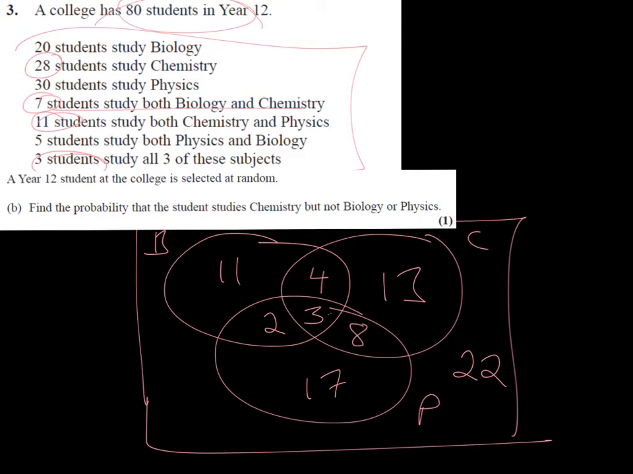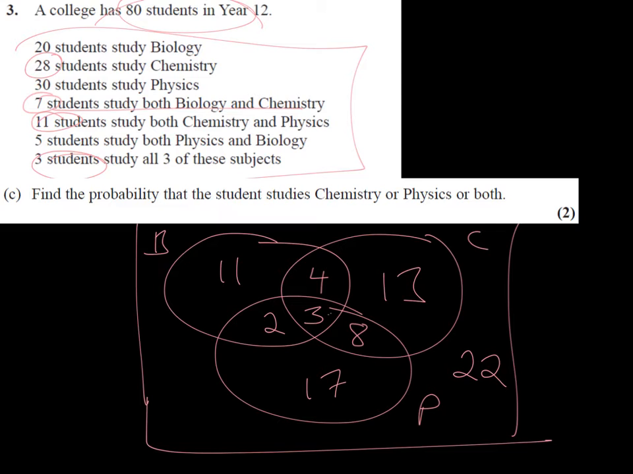In part B, we are asked to find the probability that the year 12 student chosen at random studies chemistry but not biology or physics. So this is all the students who study chemistry. We can see that these students here study biology and chemistry. These students study physics as well. These students here also study physics. So the only students who study chemistry but not biology or physics are going to be these 13 here. So we're looking at 13 out of the total number of students in the year, which is going to be 80.